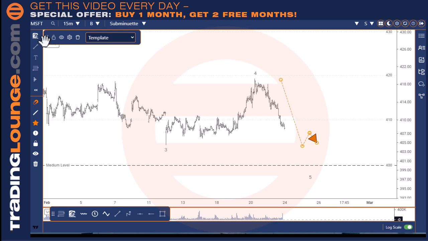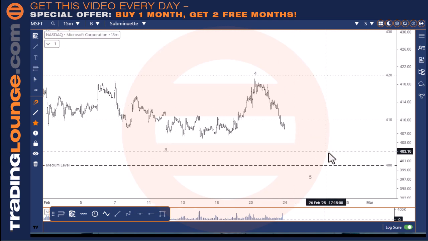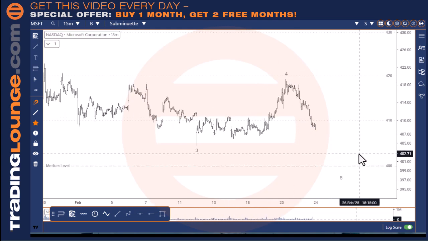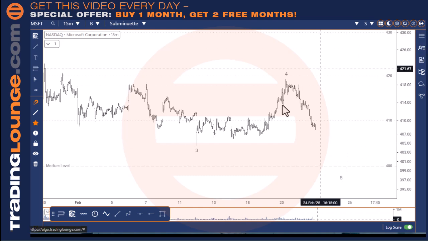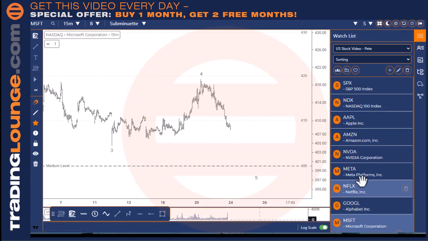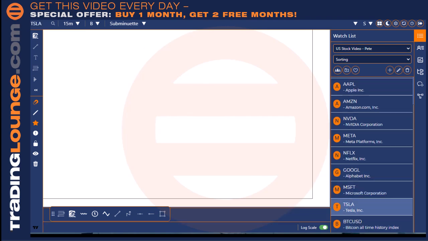So I'm in no rush with this one. We need a strong setup for this, but it's just not there yet. So I'm going to leave that. Then we come over to Tesla.